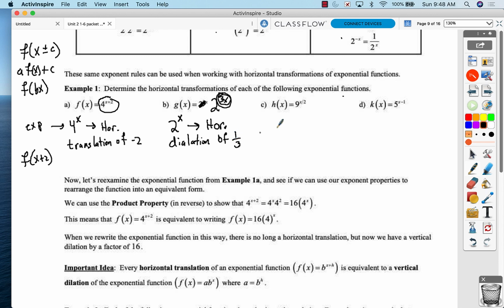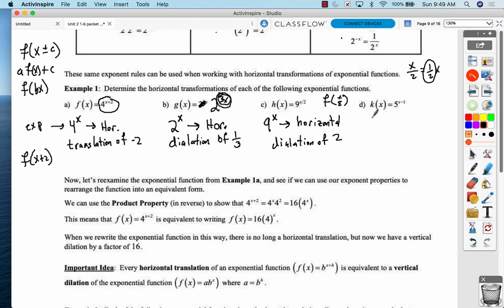1/3. Okay, here's another one. The original would be 9 to the x. Now you put x over 2 in there because you're putting x over 2 into that x. So this is also a horizontal dilation of 2 because it's x over 2. Goes against your intuition. X over 2 is the same thing as 1/2 times x. So you have to flip that and say, okay, all the x's will be multiplied by 2.